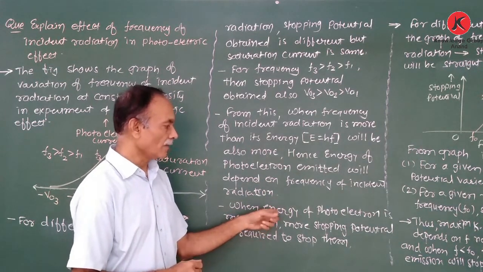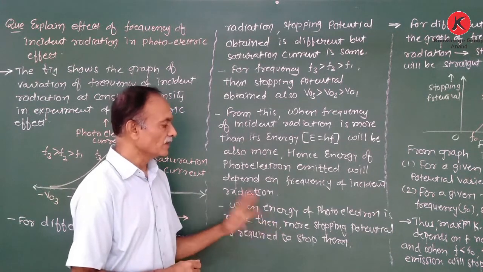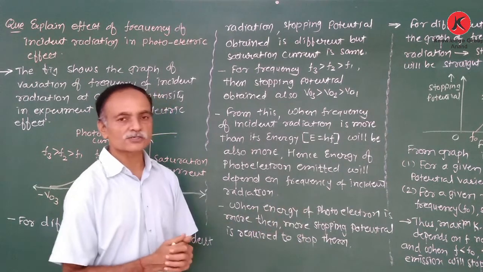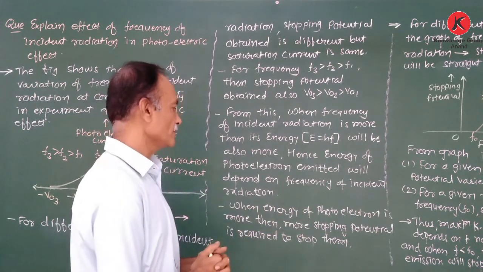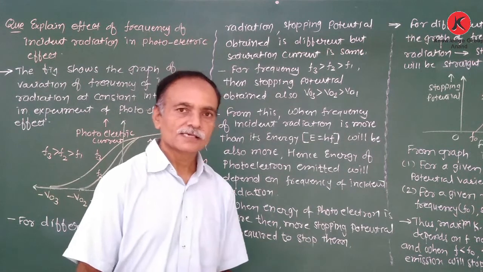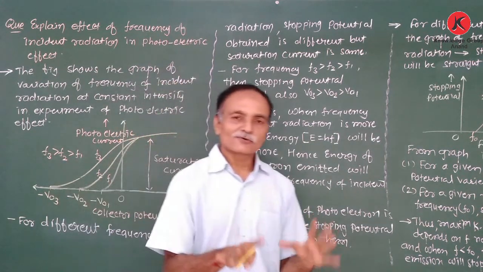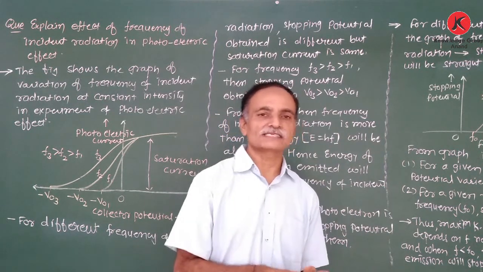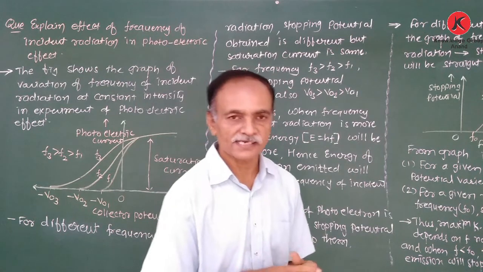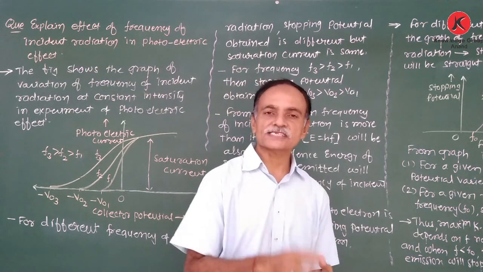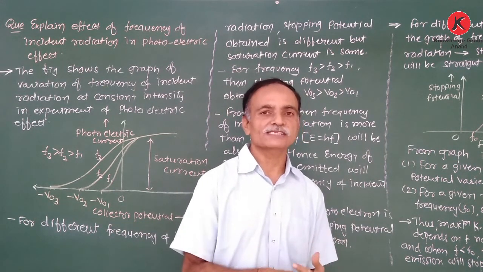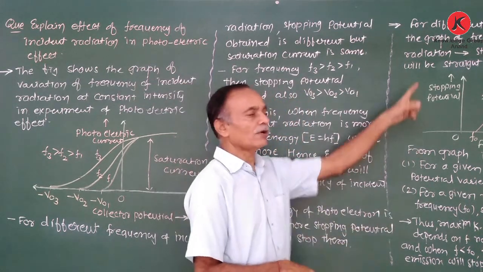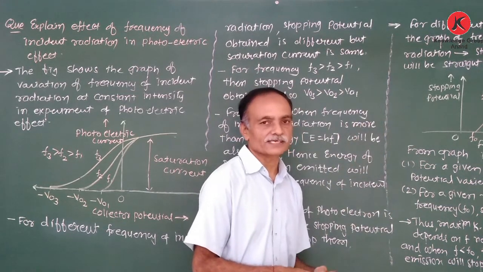When the energy of the photoelectron is more, then more potential is required to stop them. Clear? So the only conclusion of this discussion is that the kinetic energy, that means the stopping potential, depends on the frequency of incident radiation, while the saturation current, that means the number of photoelectrons emitted, depends on the intensity of incident radiation.